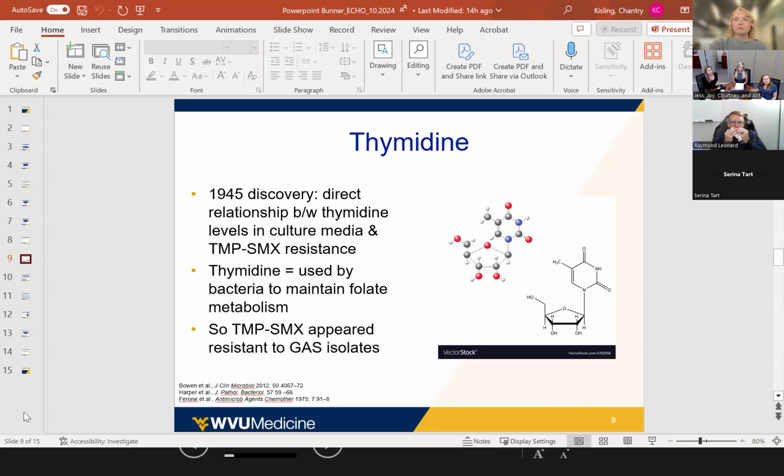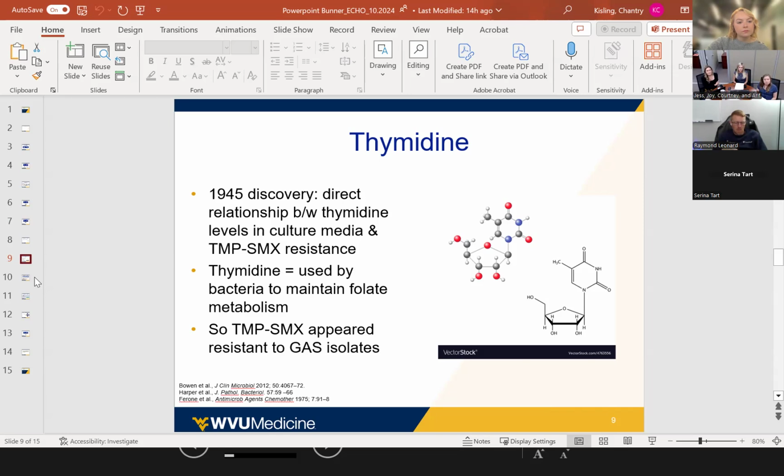In 1945, there was a study that discovered a substance called thymidine. And this really showed that thymidine levels in culture media were directly related to bacterial resistance. The thymidine was used by the bacteria to maintain folate metabolism, which basically interferes with the way the antibiotic works and essentially let more bacteria live than be killed. So bacteria appeared resistant to group A strep isolates whenever thymidine was present at certain levels in the culture media, which would show up as resistant in antimicrobial susceptibility testing studies.